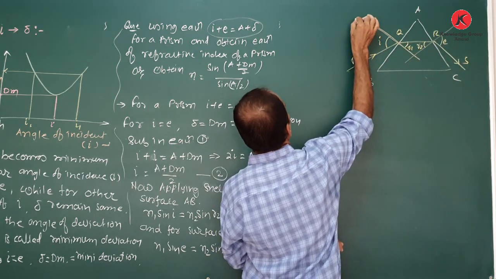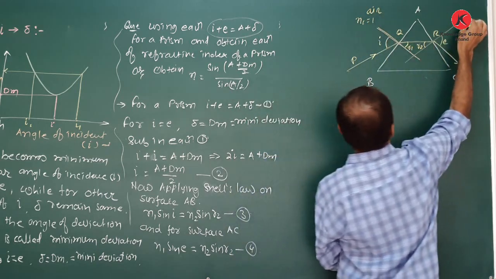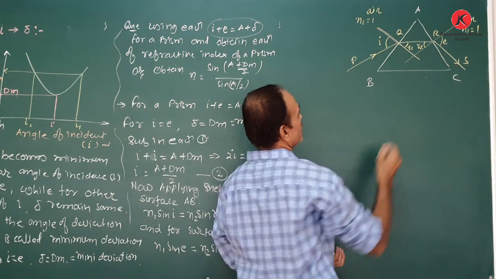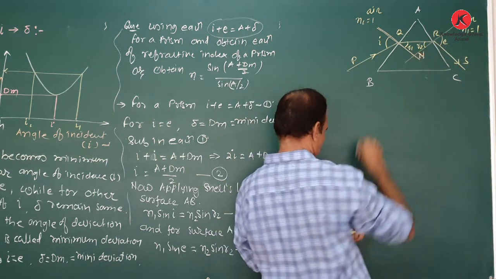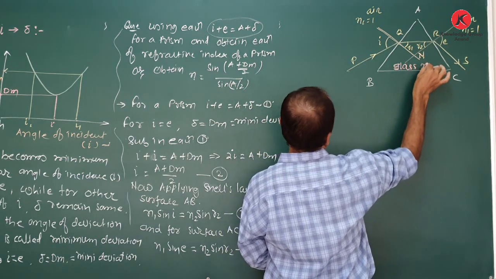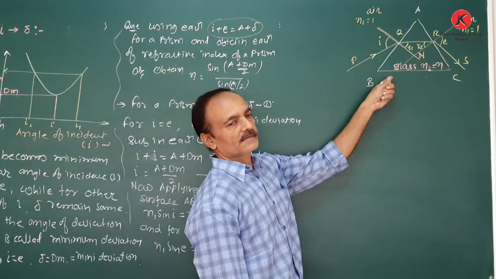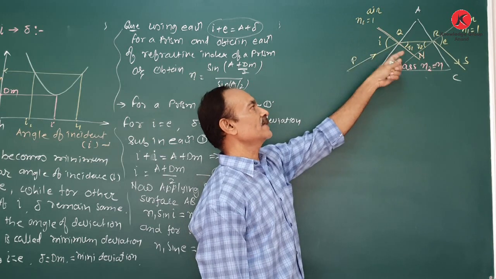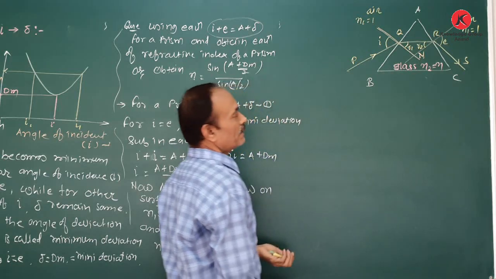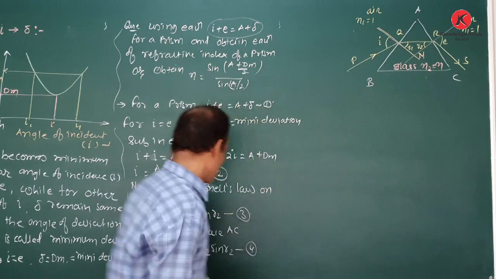Now listen, here the medium is air, N1 is equal to 1 for air medium. This side is also air medium, N1 is equal to 1. Now here, this point is our A. There is a glass medium. The prism is made from glass, the refractive index is N2 is equal to N. There is the denser medium. The ray of light travels from rarer to denser, and here denser to rarer. Therefore, applying Snell's law, here N1 sin I is equal to N2 sin R1.